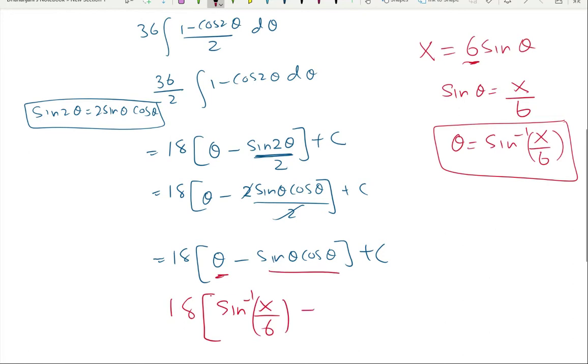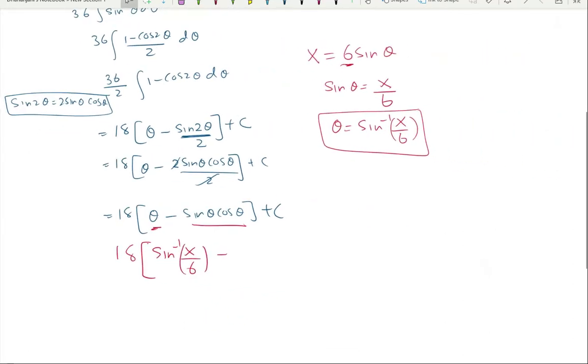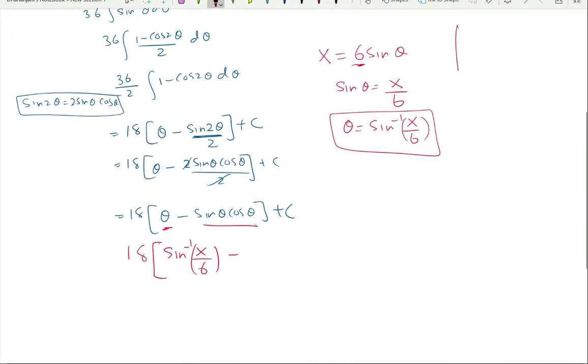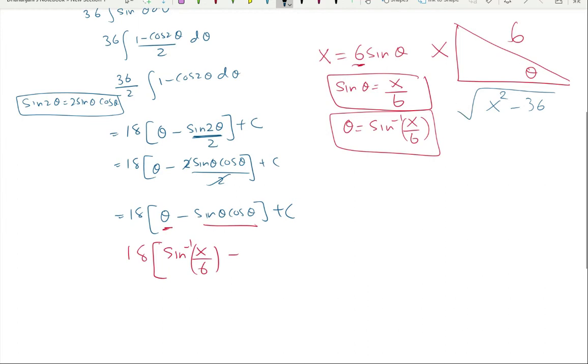Now to replace the other parts, we need the triangle trick, right? So let's make a triangle, theta here. So sine theta is x over 6. So the opposite side is x, hypotenuse is 6. Okay, so from the Pythagorean theorem, this is going to be square root of x square minus 36. I did that in my mind. Now here's something you should do.